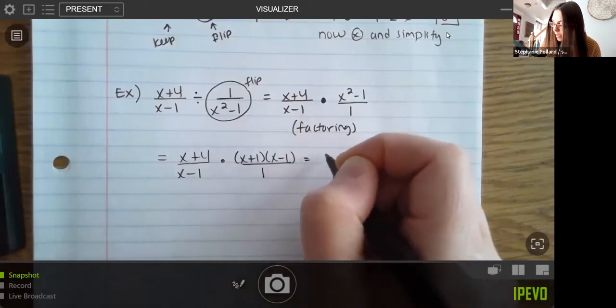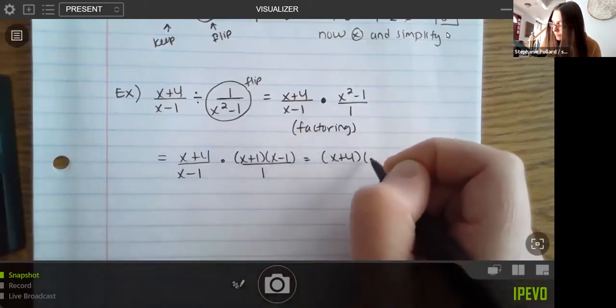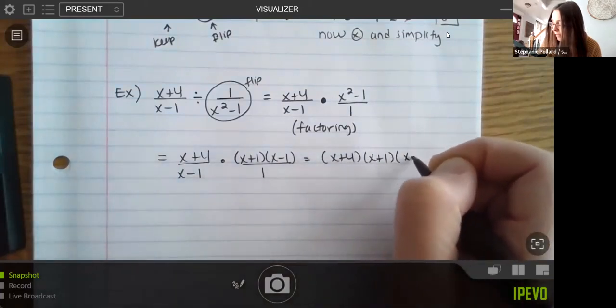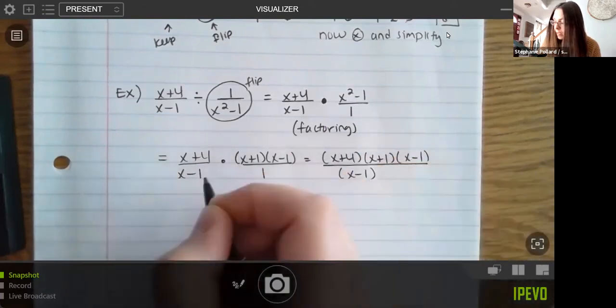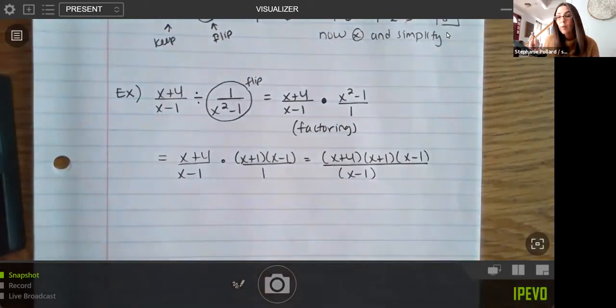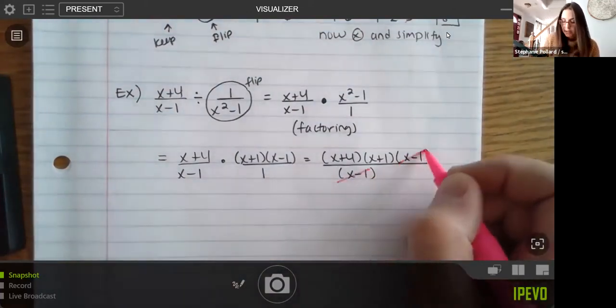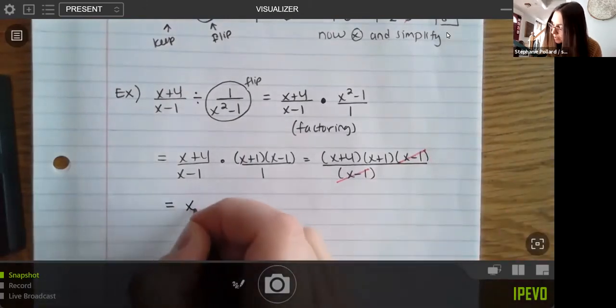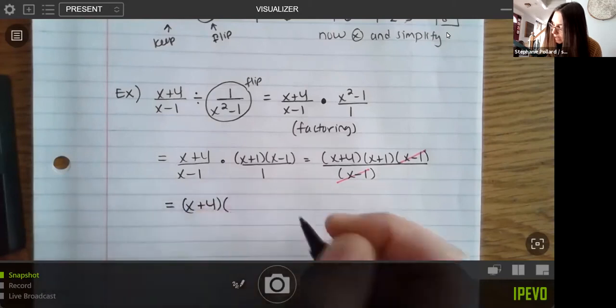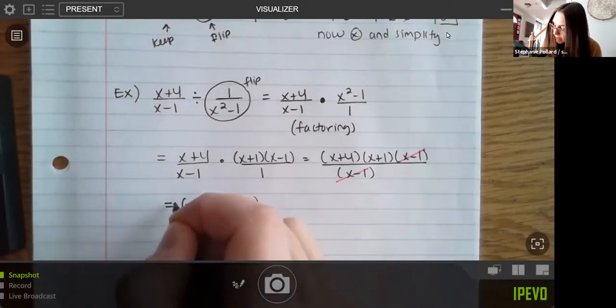And now I can multiply straight across. Now, for me, I'm not multiplying anything out just yet, right? I'm just rewriting everything. X minus 1, and then I don't really need the multiplying by 1. Multiplying by 1 doesn't change anything. So here my x minus 1's cancel, and I'm left with x plus 4 times x plus 1 as my final result.